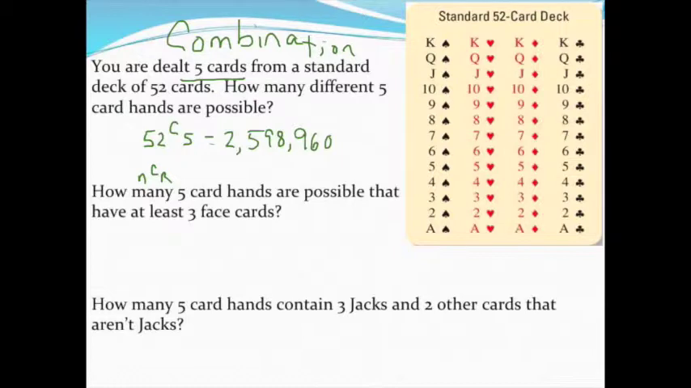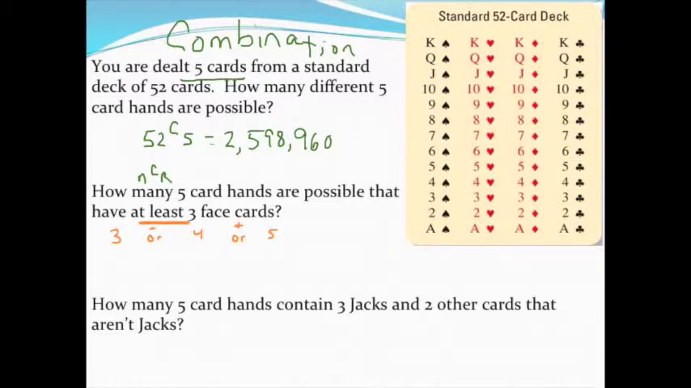This next question says, how many 5-card hands are possible that have at least 3 face cards in them? Well, if you watched the last video, you know that the "at least" problems can be a little bit tricky. This one's even trickier than that one. Being dealt at least 3 face cards means I could be dealt 3 face cards, or 4 face cards, or all 5 face cards. Face cards being jacks, queens, and kings, if you're not familiar.